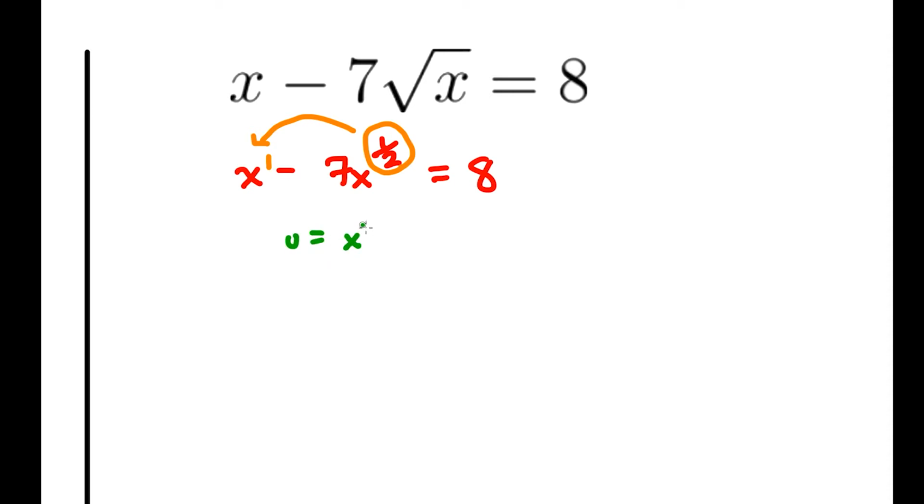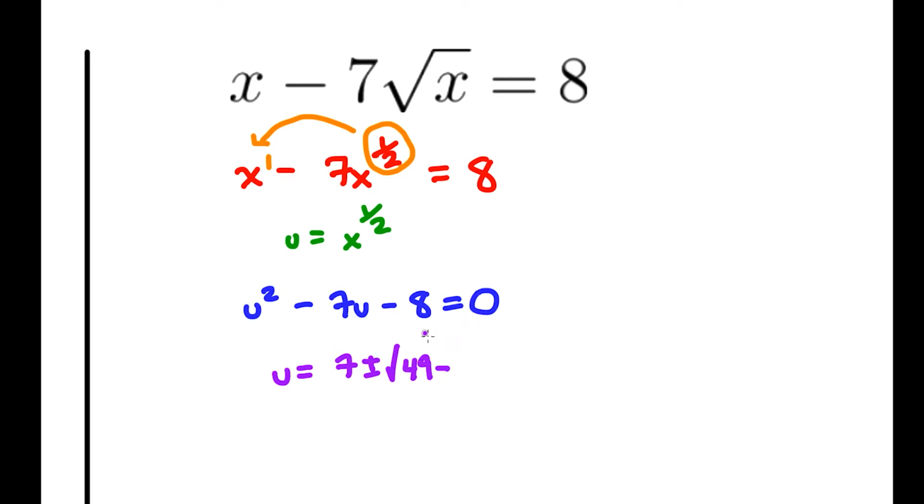So I'm going to set u equal to that x to the 1/2, and now the equation becomes u squared minus 7u minus 8 is equal to 0. So now we can use the quadratic formula to solve this. So u is going to be equal to negative b, which is negative 7, which is positive 7, plus or minus the square root of 49 minus 4 times 1 times negative 8, which is going to be negative 32. And we're doing the square root of all this. And we're dividing it by 2a, which is just going to be 2 since a is equal to 1.